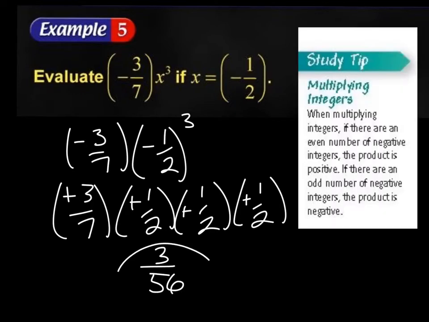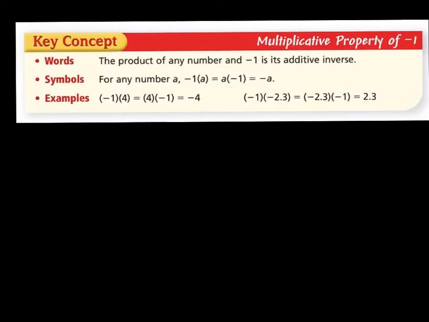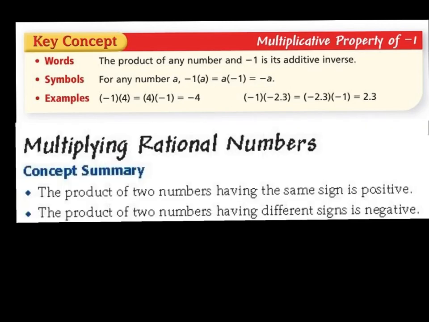So in general, when multiplying integers, if there are an even number of negative integers, the product will be positive. If there are an odd number of negative integers, the product will be negative. The product of any number and -1 is its additive inverse. For a number a, -1 times a is the same as a times -1, which is -a. So -1 times 4 and 4 times -1 are both -4. The product of two numbers having the same sign is always positive. The product of two numbers having different signs is negative.